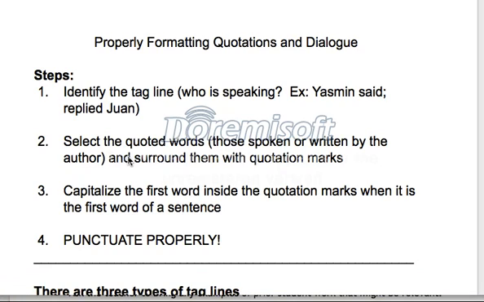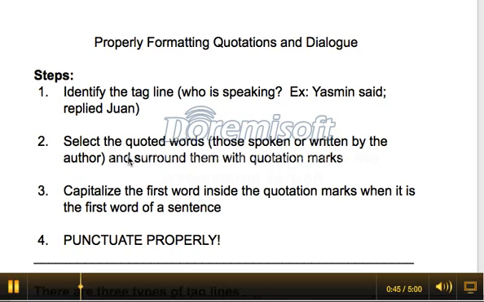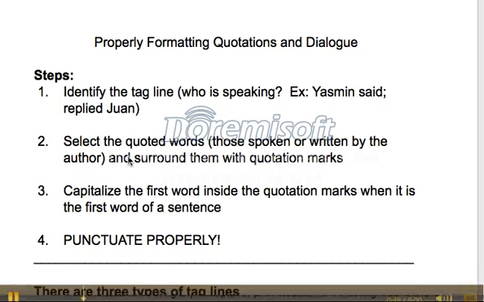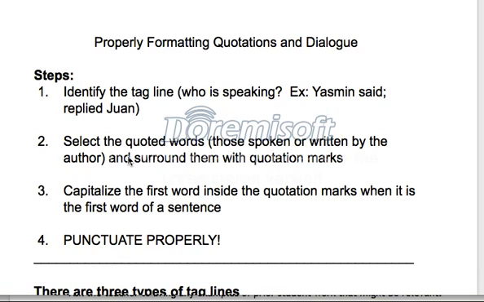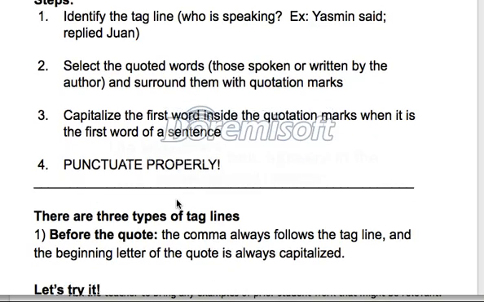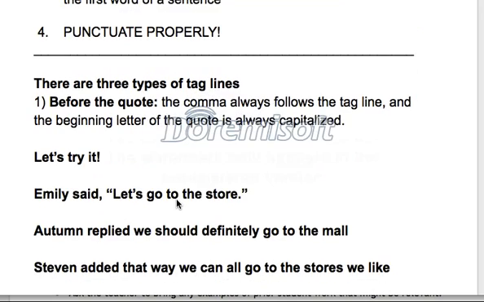Once we've done that, we want to make sure that we select the quoted words, and that's simply the words that are spoken or written by the author or the speaker, and we're going to surround those next with quotation marks. Once we've surrounded those words with quotation marks, we can move on to making sure that we have everything capitalized and punctuated properly. We always want to capitalize the first word inside a quotation mark when it's the first word of a sentence. You can think of the quotation as sort of the start of a new sentence there. And I'll show you here today how to properly punctuate these quotations.